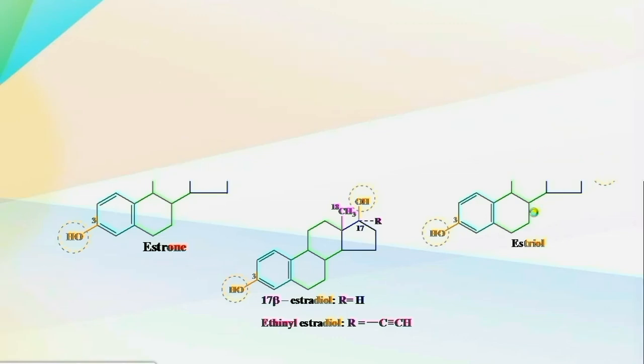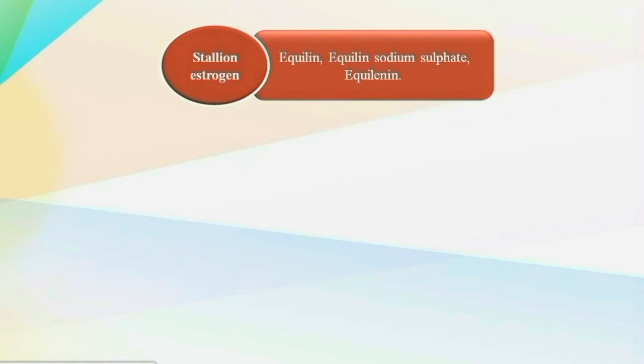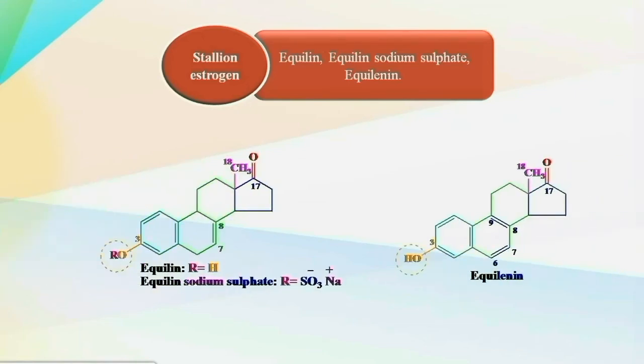Next is equine estrogens. Examples are equilin, equilin sodium sulfate, and equilenin. We will see the structure of these examples. If you analyze both the structures, you will find the basic skeleton is the same as that of estrone.